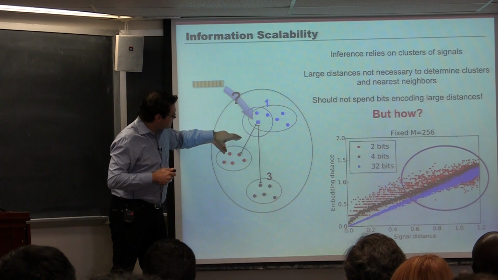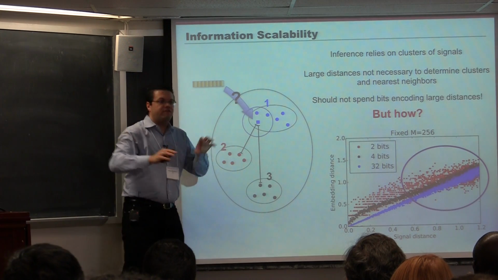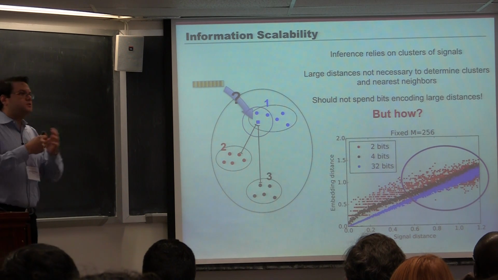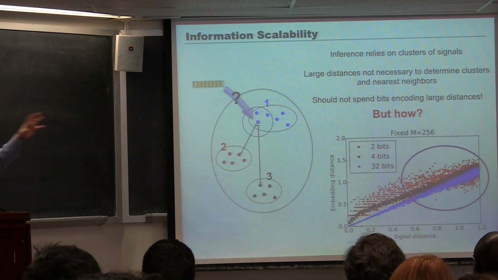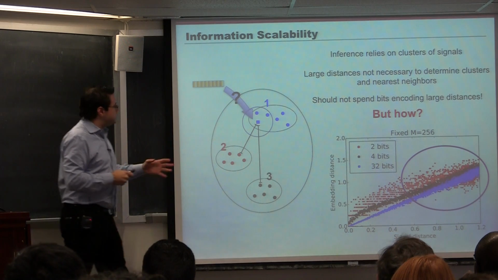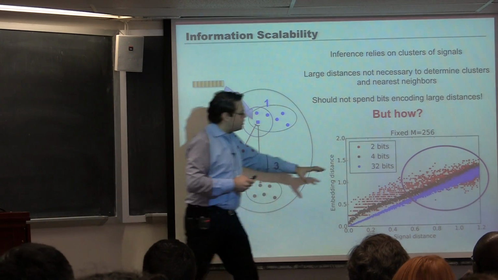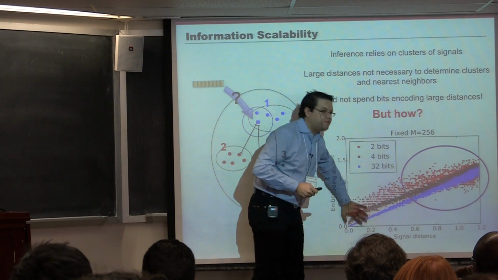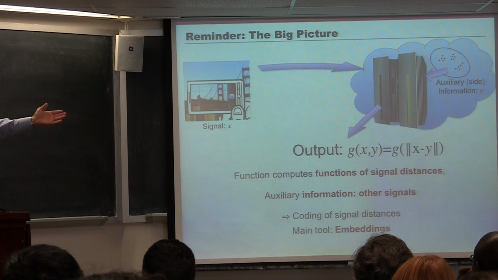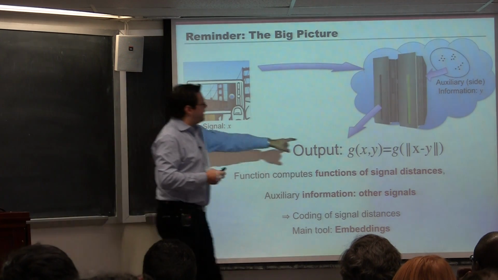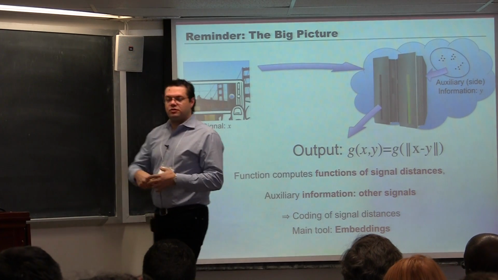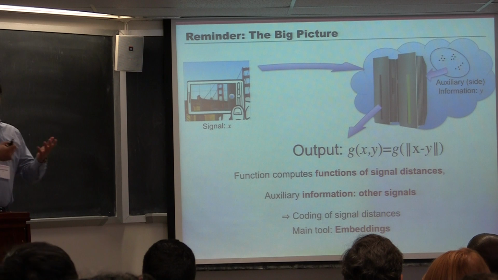But as long as those signals stay far apart, I don't really care to know how far they are. And most inference methods really don't care about signals that are far. They only care about things that are in your local neighborhood. So the question is, can I reduce my bits by not really preserving this distance here, only preserving this distance here? Of course, and going back to my original question, I didn't say that the output is a distance. I said that the output is a function of the distance. So I'd like to be able to compute more general functions. And the question is, can I do it?